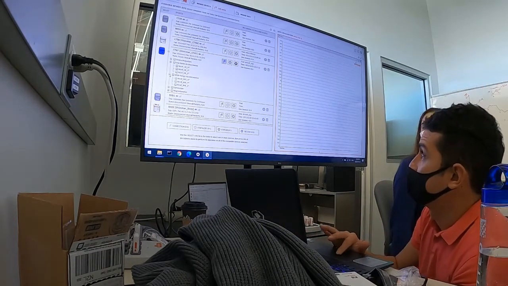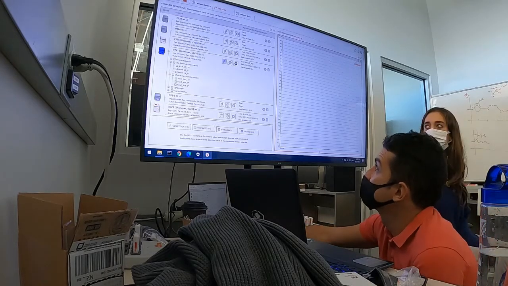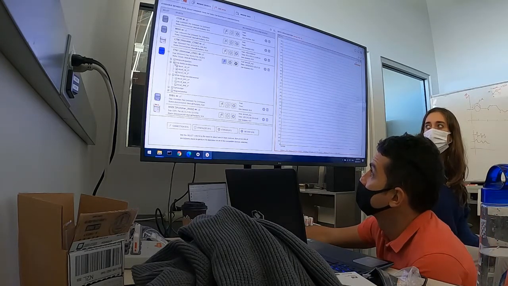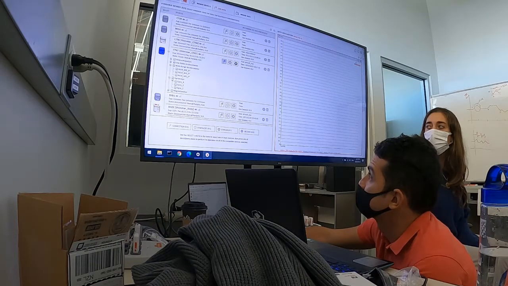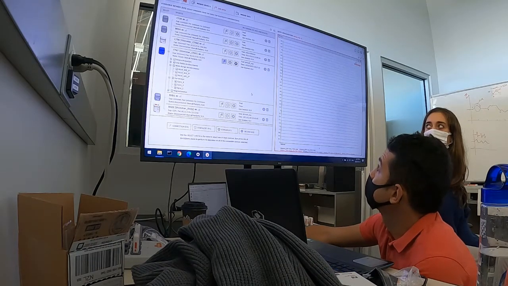So we will go with the low noise, isn't it? Yeah, low noise gyroscope. And then we will also check the gyroscope. And then you can play it.